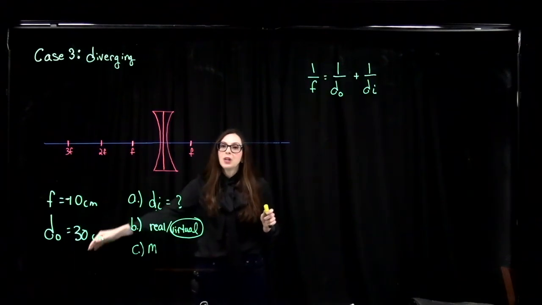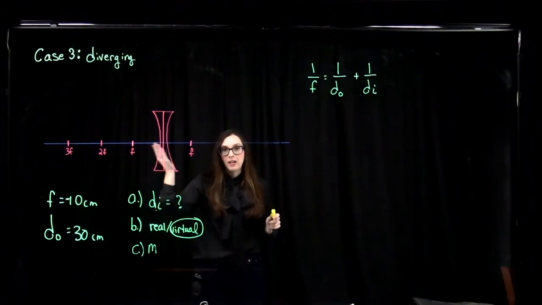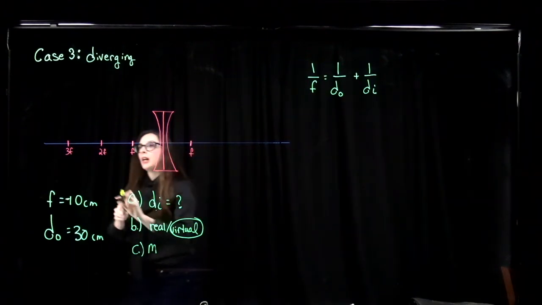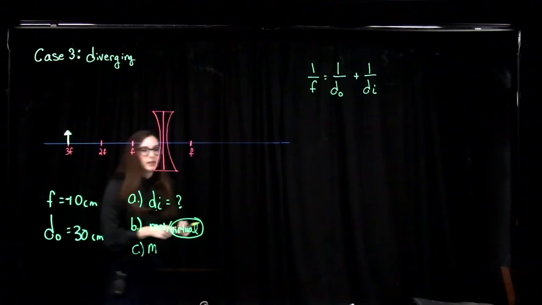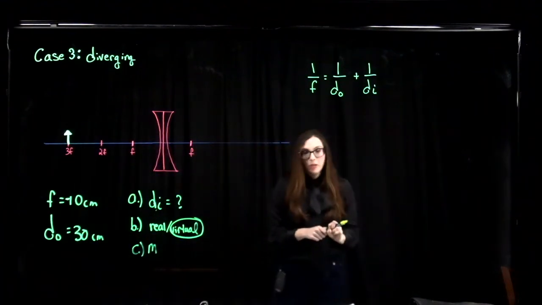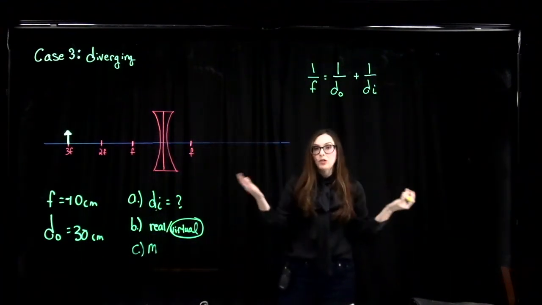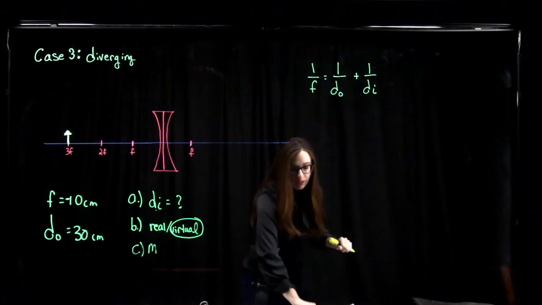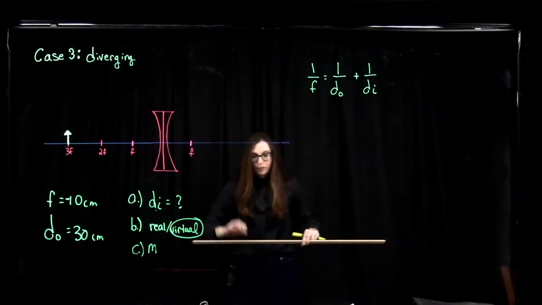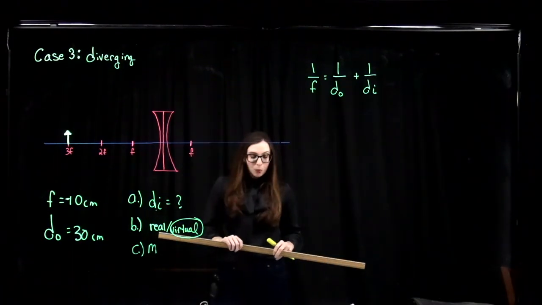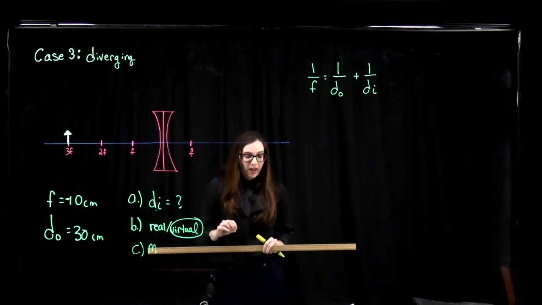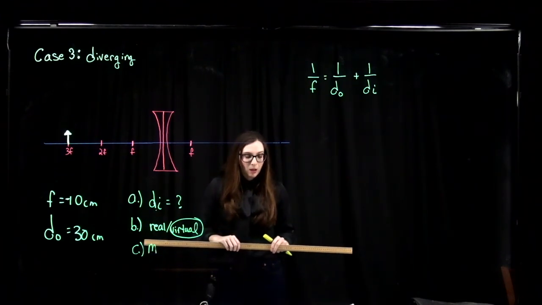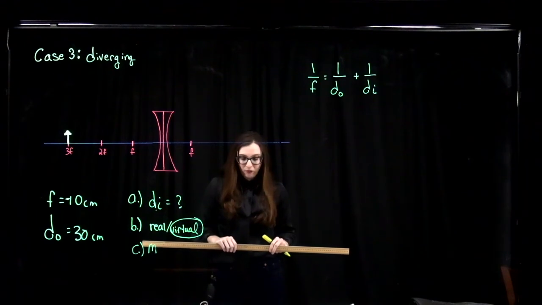And we're going to put our object at 30 centimeters away from the lens. So my object, I'm going to put way out here. And we're still going to find the distance that the image is from the lens and the magnification. And then the first thing we're going to do is the ray tracing. So the ray tracing rules are a little bit different for diverging lenses. A ray entering a diverging lens parallel to its axis seems to come from the focal point F.